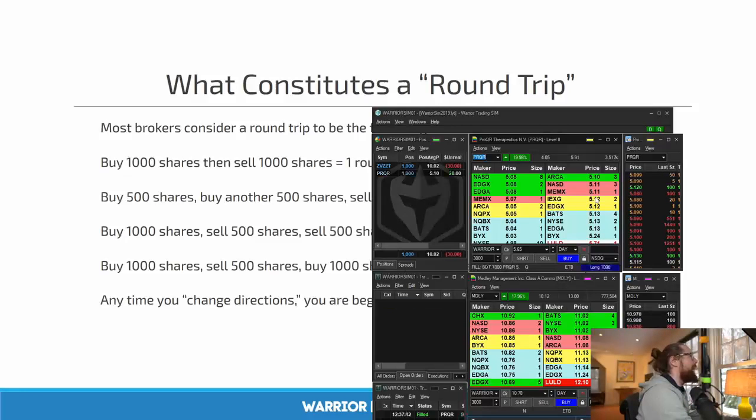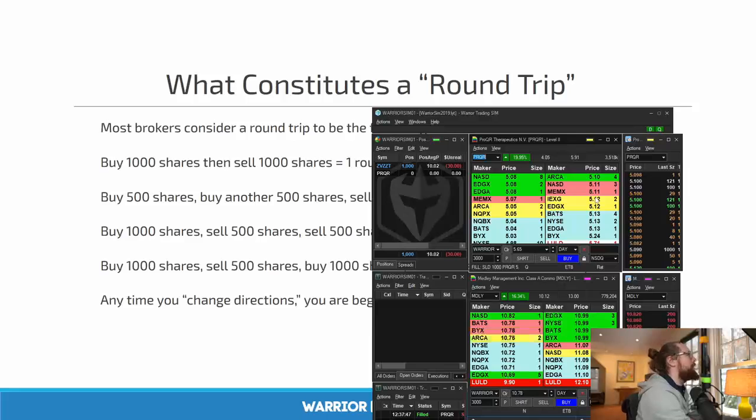What about you buy 1,000, you buy another 1,000, you sell 1,000, and then you sell the rest? Now that's 2 buy orders and 2 sell orders. Is that 2 trades? Is that 1 trade? That again, for most brokers, is considered 1 round trip. A round trip.